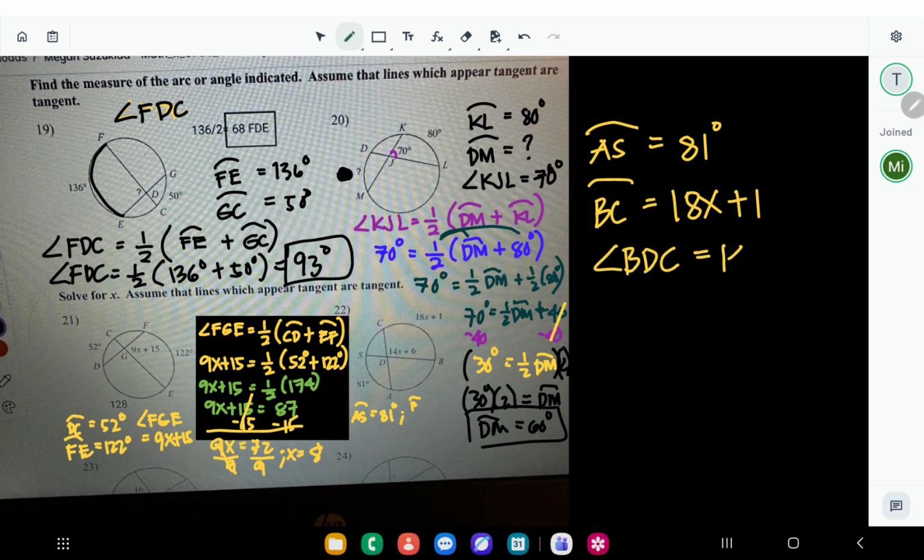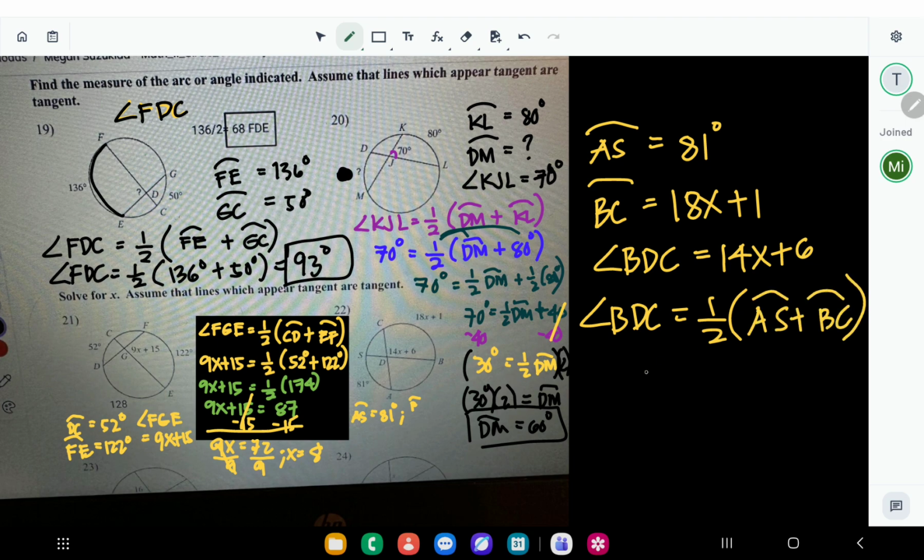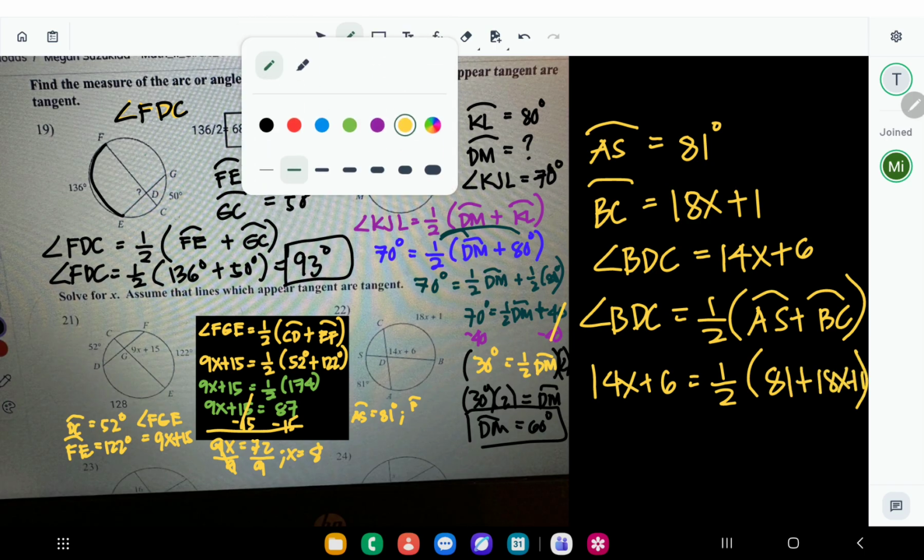Right? 14x plus 6. Then the same rule applies. So the angle formed is equal to 1/2 of the sum of the intercepted arcs. So this is 14x plus 6 equals 1/2 times 81 plus 18x plus 1.